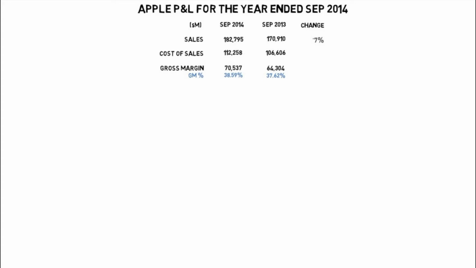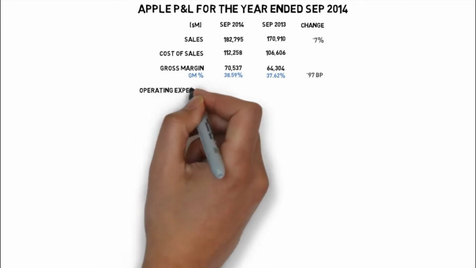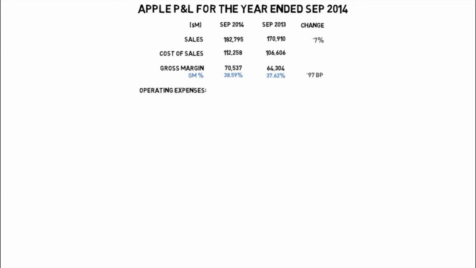We can calculate that expansion as 38.59 minus 37.62, and that comes out at 0.97%, just under 1%. You'll often see this expressed by analysts as 97 basis points, a basis point being 1/100th of a percentage point. Okay, let's keep going down the P&L.